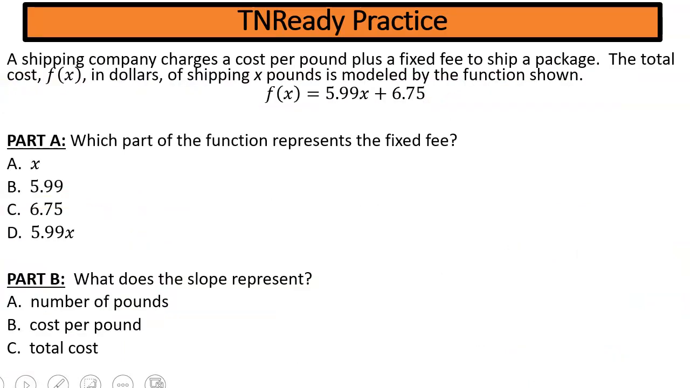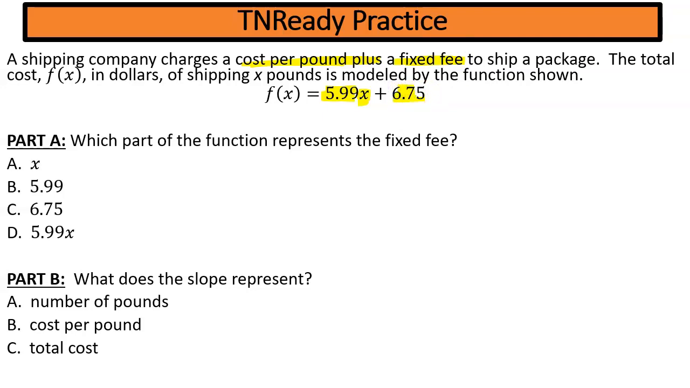All right, next problem. A shipping company charges a cost per pound plus a fixed fee to ship a package. The total cost, f of x in dollars, of shipping x pounds is modeled by the function shown. F of x equals 5.99x plus 6.75. So when we break down an equation, when you see a number with a variable, that's telling me $5.99 per something. In this case, per pound. Okay, so that means the $5.99 has to be the cost per pound, and then x is the number of pounds. That tells me my fixed fee then has to be the $6.75.